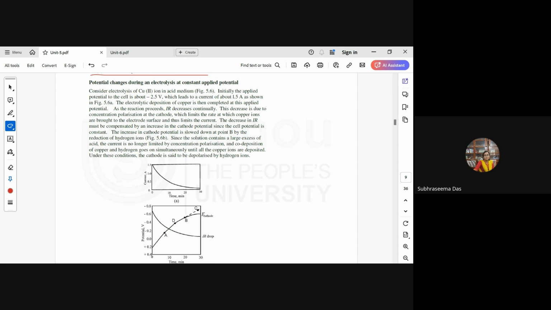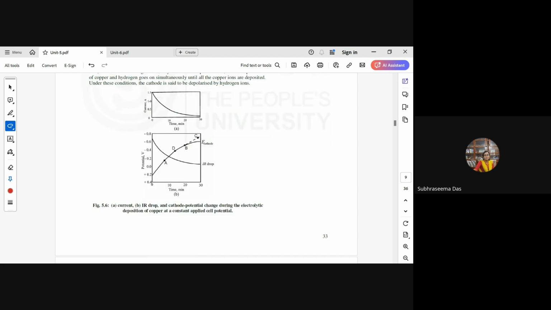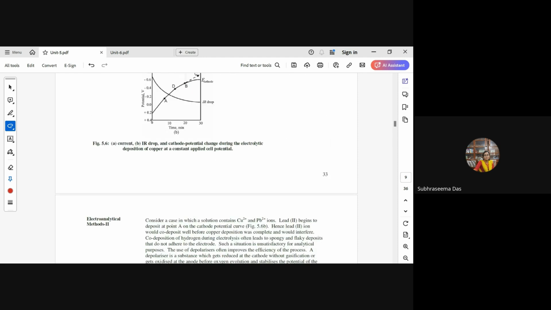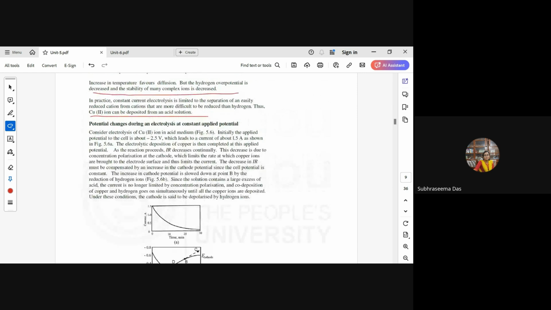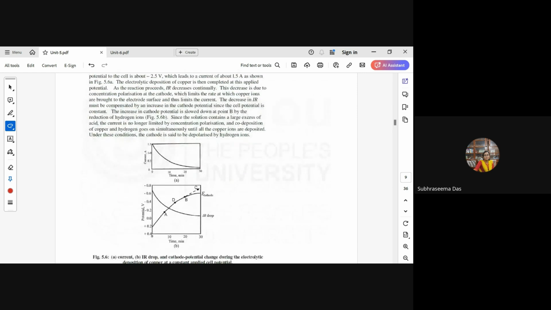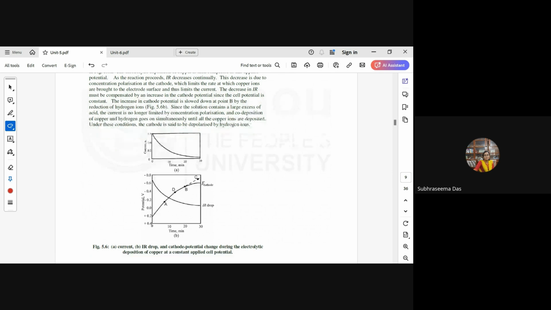The increase in cathode potential is slowed down at point B due to the reduction of hydrogen ions. As the solution contains a large excess of acid, it is no longer susceptible to polarization. Under these conditions, the cathode is said to be depolarized by hydrogen ion. So in this process, the electrolysis, which occurs at constant potential at the cathode, turns out to be depolarized by the hydrogen ions that are present in the solution.